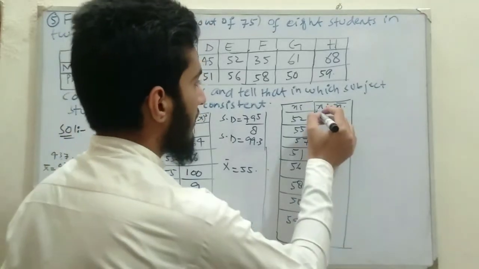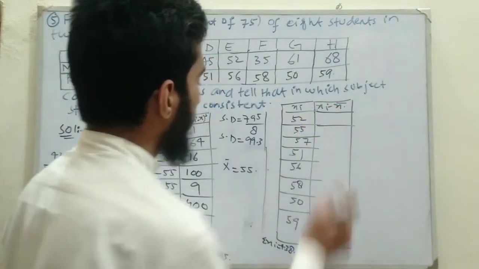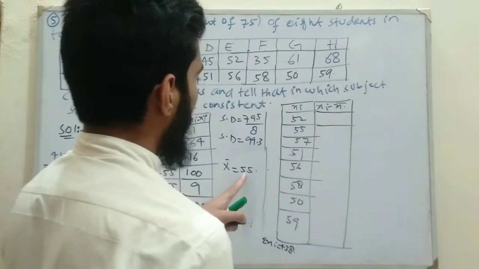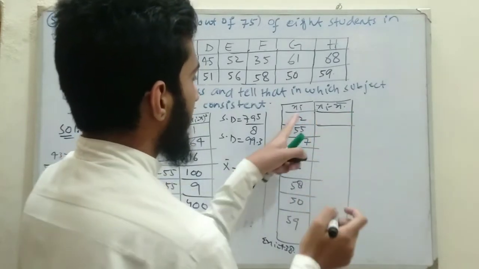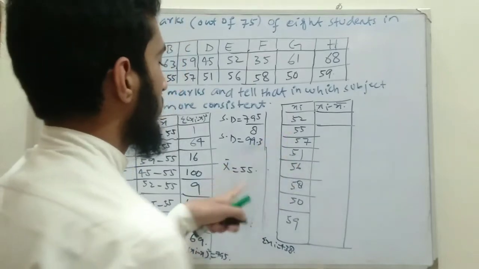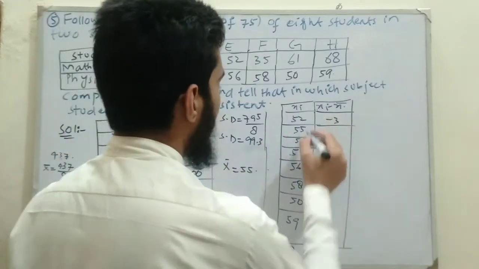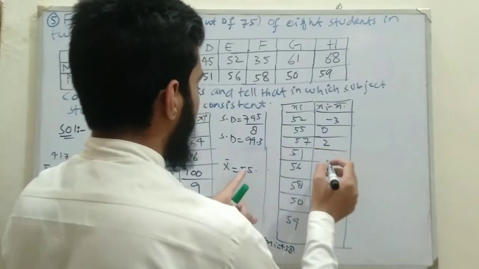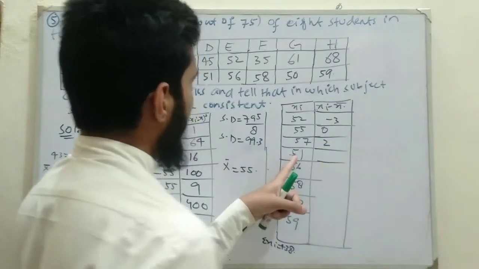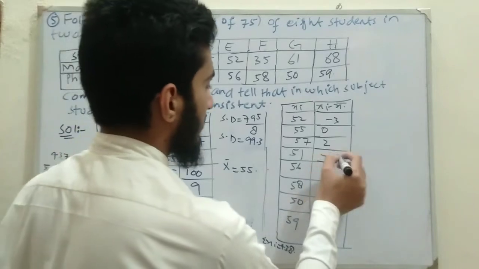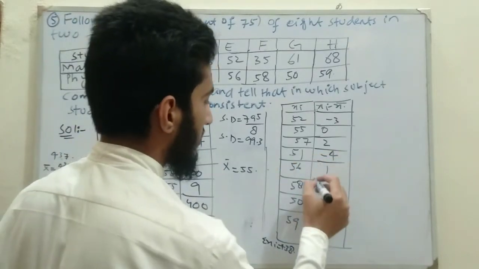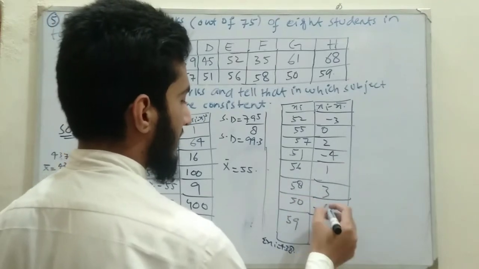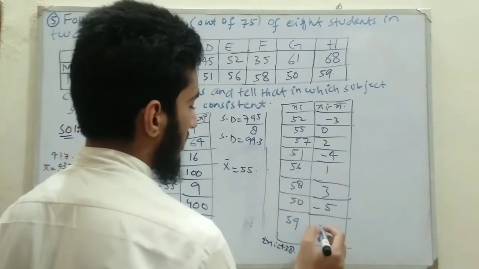Now here we will subtract the mean from each of the values. 52 minus 55 gives us minus 3, because xi is 52 and x bar is 55. 55 minus 55 gives us 0. 57 minus 55 gives us 2. 51 minus 55 gives us minus 4. 56 minus 55 gives us 1. 58 minus 55 gives us 3. 50 minus 55 gives us minus 5. 59 minus 55 gives us a value 4.